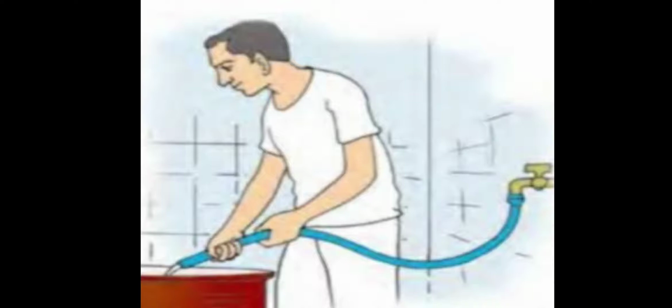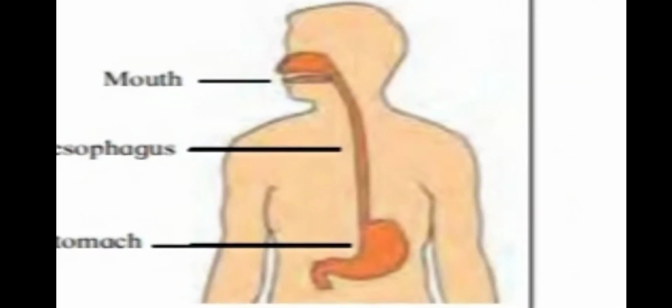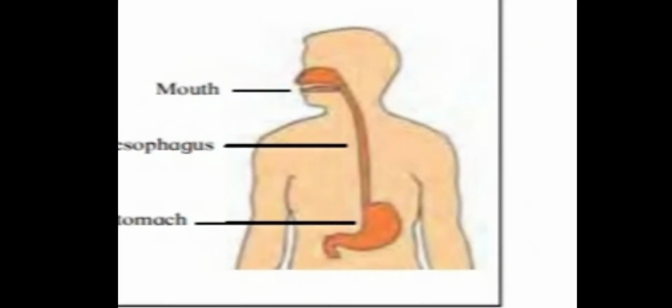As we have seen here, this tube carries the water from the tap to the drum. In the same way, the esophagus helps to carry the food from the mouth to the stomach.